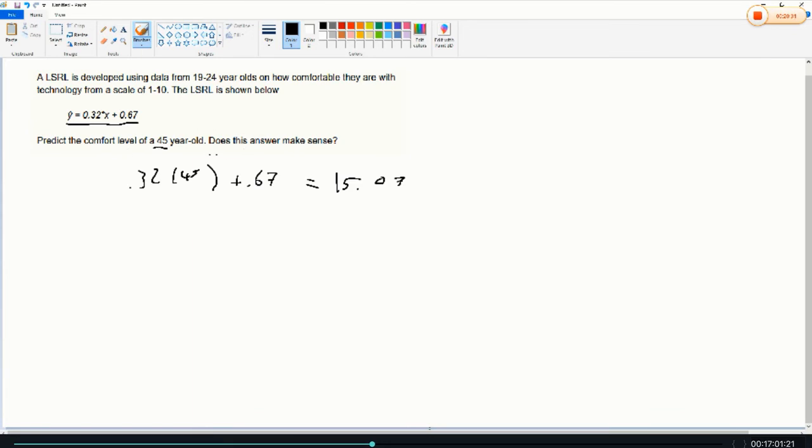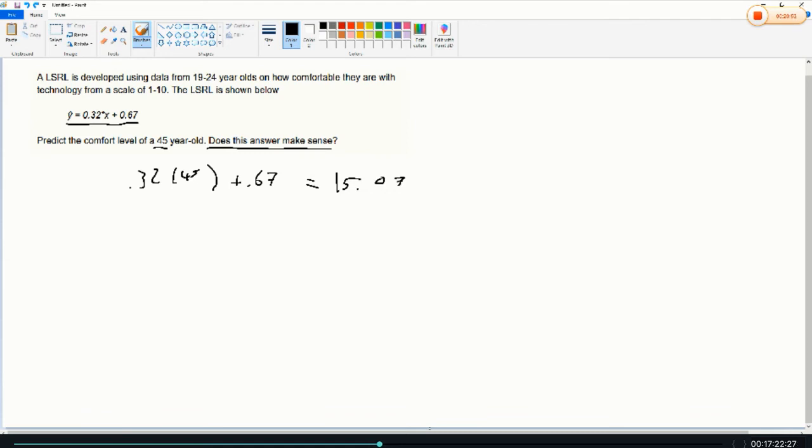But does this make sense? Does this answer make sense? Well, no, it does not make sense. The technology comfort level is on a scale of 1 to 10, and we're getting 15. That's outside of the range. So let's look at why.